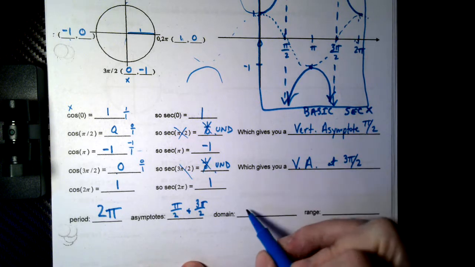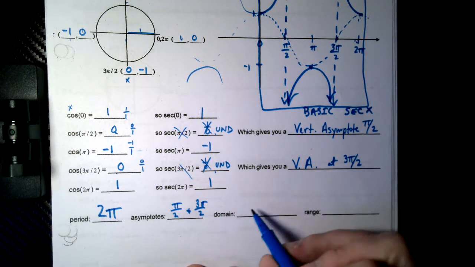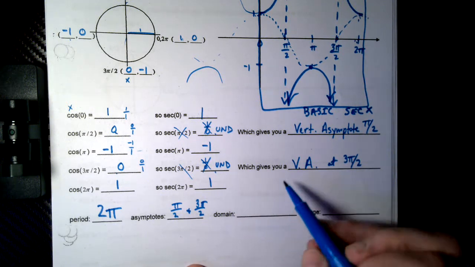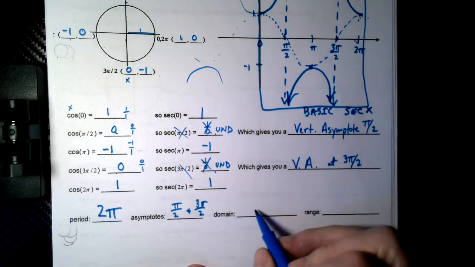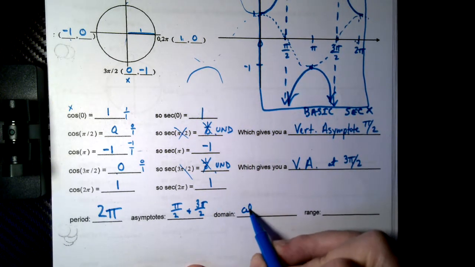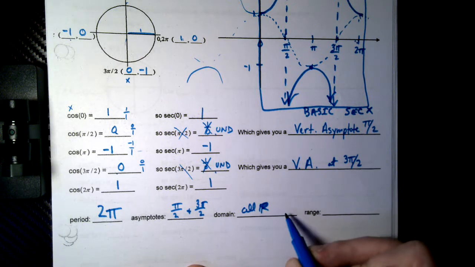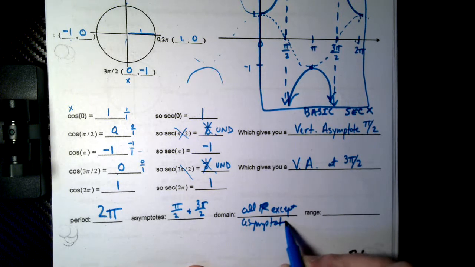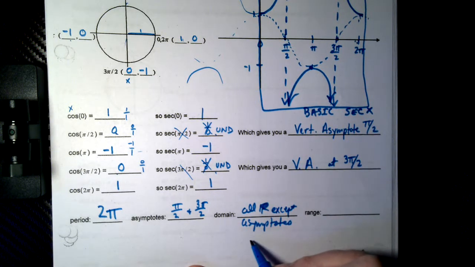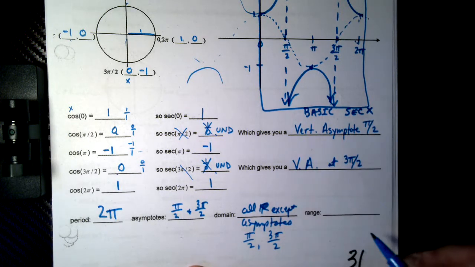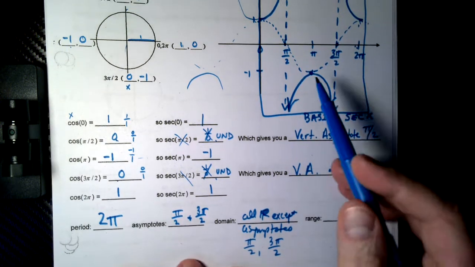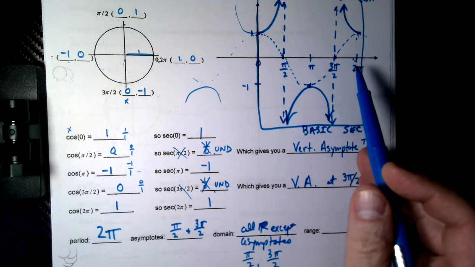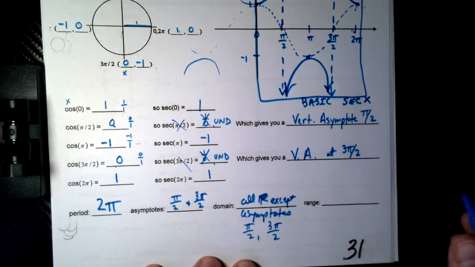What is the domain? Well, kind of a dumb question because it would actually change, but the domain is all real numbers except asymptotes. So all real numbers except pi over 2 and 3 pi over 2. Those are the numbers you can plug in for the angles. I really don't like that question being there.